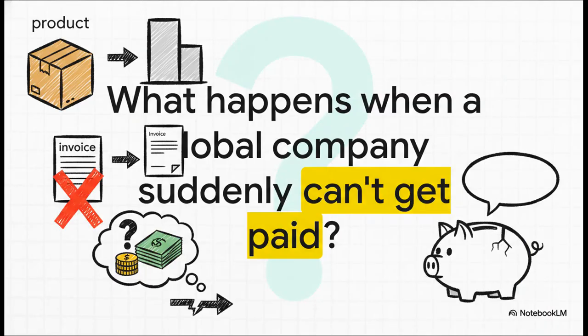So picture this. A huge company ships a product or they deliver a service, and when it's time to collect their money, nothing happens. The invoice just won't generate. The entire flow of cash just slams to a halt. So what on earth is going on?